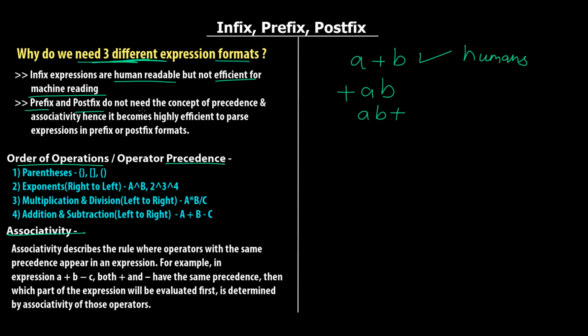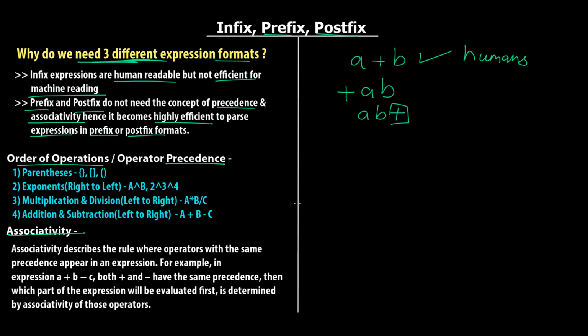So prefix and postfix do not need the concept of precedence and associativity. Hence it becomes highly efficient to parse expressions in prefix or postfix. Okay, so why does this happen? Why do prefix and postfix not need the concept of precedence? It is because prefix and postfix are made in such a way that precedence and associativity are never involved, because the position of the operator is always fixed, which is going to be either at the end of the expression or at the start, before the two operands.